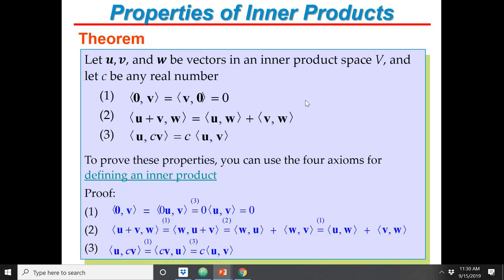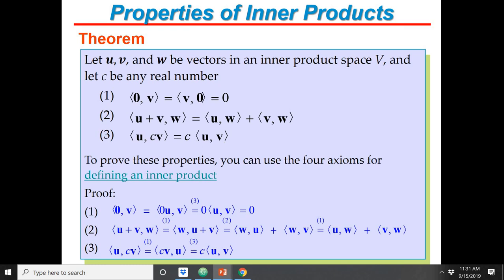You can actually prove, using the 5 properties of the inner product, additional properties. The dot product of any vector with a 0 vector gives you 0. You can also reverse the summation that we had in one of our properties, so that the inner product of U plus V with W is the sum of these two inner products. And you can prove property 3, where now the constant is not on the U vector but on the V vector, and you get basically the same formula as before, C times the inner product of U and V.